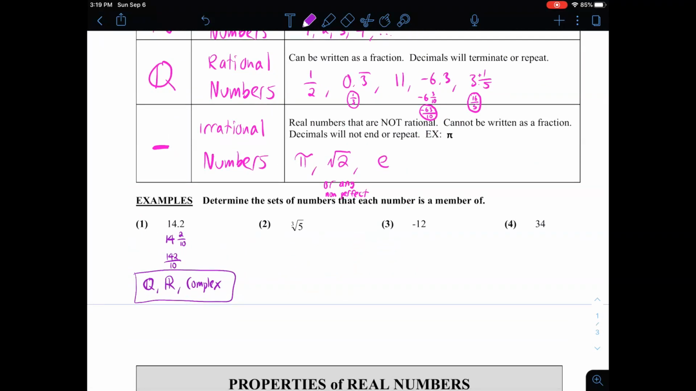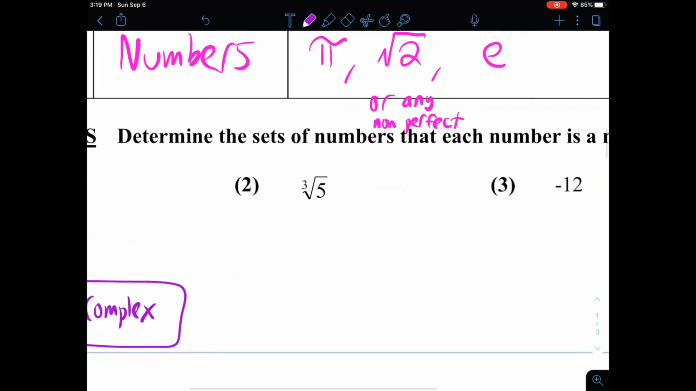All right, this one's kind of tricky. Cube root of 5. The cube root of 5 is saying what number times itself 3 times equals 5. So the cube root of 64, that's going to be 4 times 4 times 4, right? I put a 4 there, I shouldn't have done that. It should have been a 3. The cube root of 64 is going to be 4.